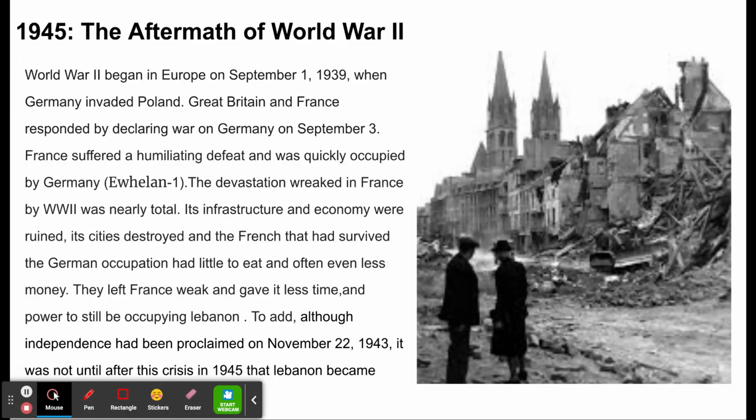They left France weak and gave it less time and power to still be occupying Lebanon. To add, although independence had been proclaimed on November 22, 1943, it was not until after this crisis in 1945 that Lebanon became wholly independent.